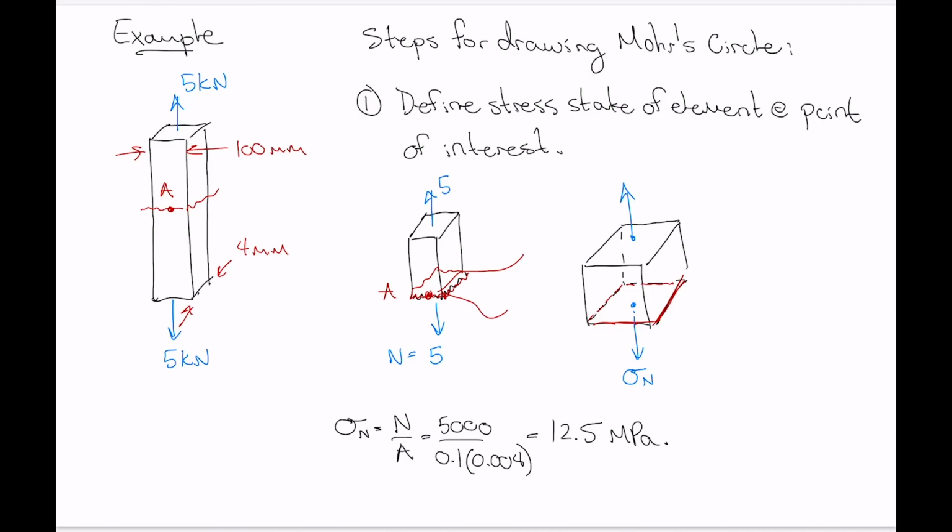Now, what we should do now, and we should have done this to start with, is define a coordinate system for our problem here. So let's make the vertical axis our y-axis, the horizontal axis here our x-axis, and then coming out this way we'll have our z-axis. And then we'll put those over here too. So we've got our y, our x, and our z.